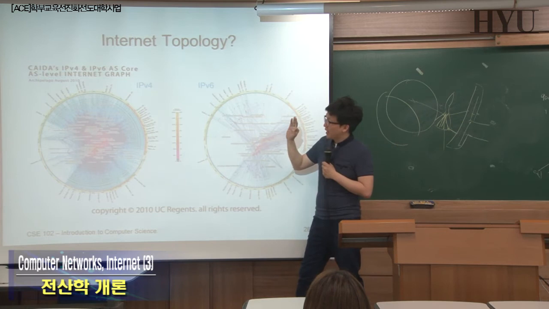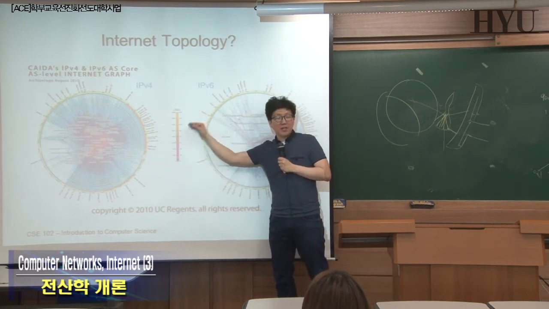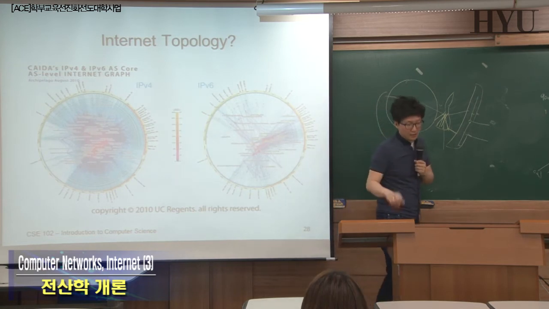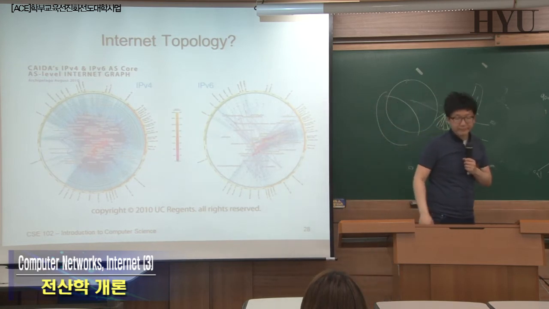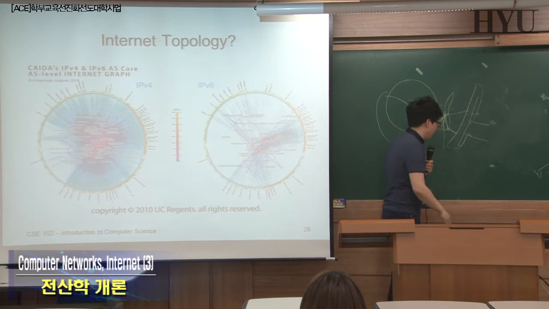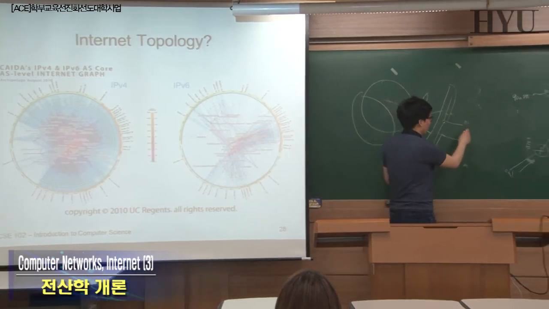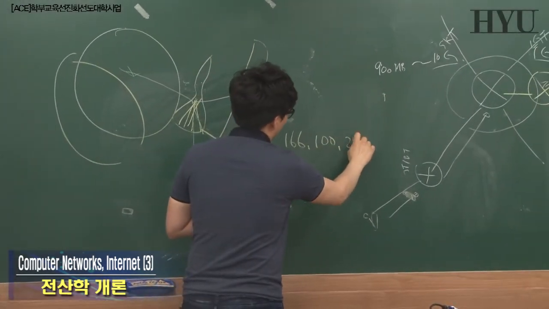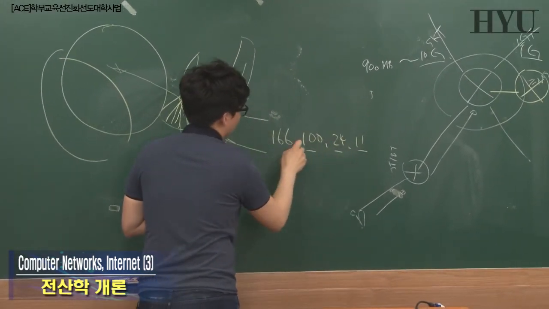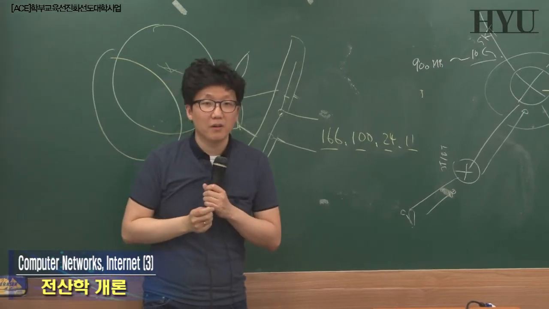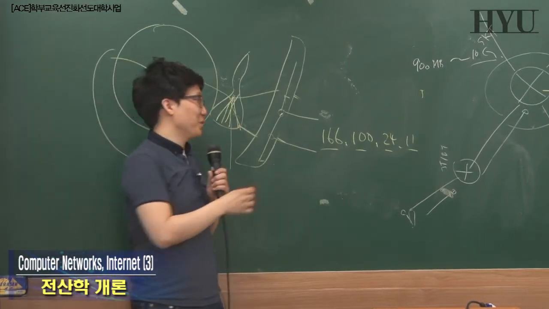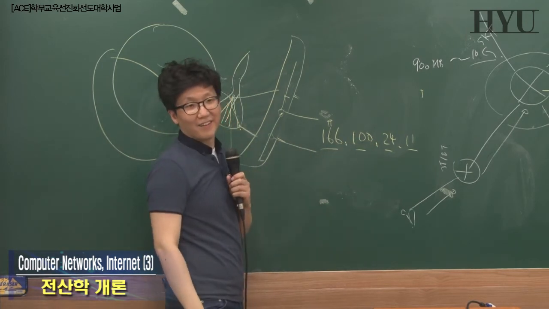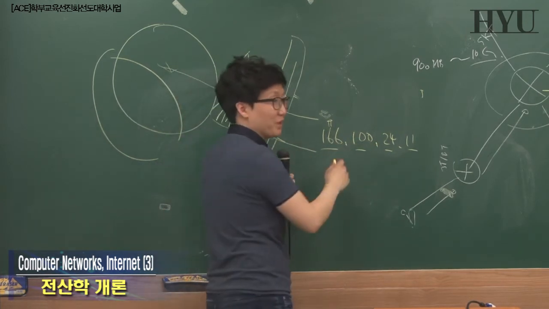This left one is IP version 4 map. Right one is IP version 6 map. What is IP version 4? IP version 4가 뭐지? 그냥 IP addresses that you know. 166.24. 그죠? 4 numbers in this way. What is the maximum number that you can have each position? 255. 맞아요.